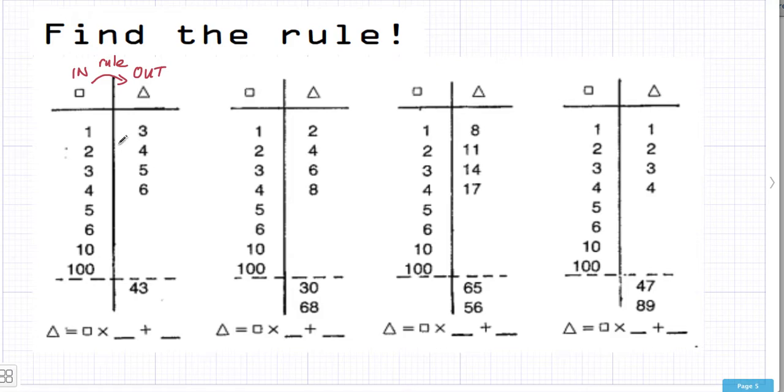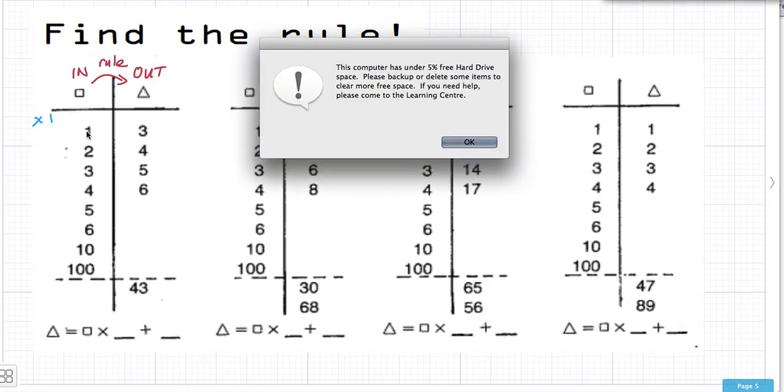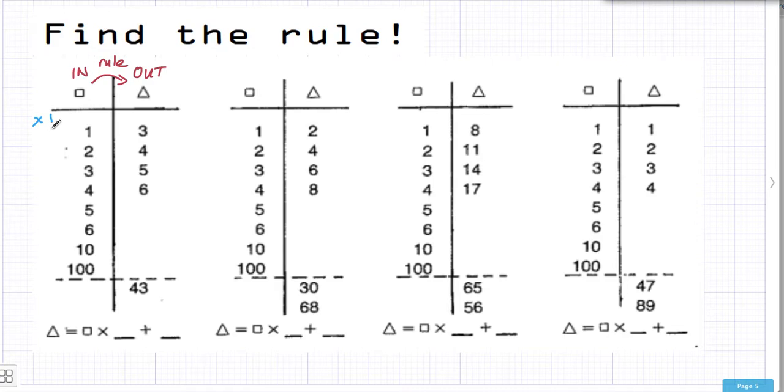What I like to do is take these numbers in the square column and just multiply them by a number. So start with times 1, then times 2, times 3, times 4. Or the other way of doing it is to pick a number that gets this number close to this one. I'm going to start with times 1 and see how we go, because they're quite small numbers. So this column is all of these square numbers times 1. So 1 times 1 is 1, 1 times 2 is 2, 1 times 3 is 3, and so on.